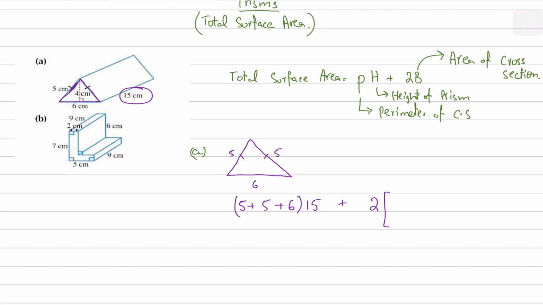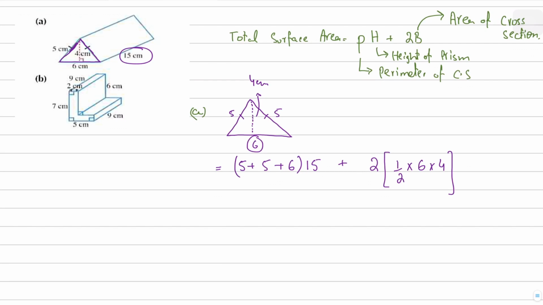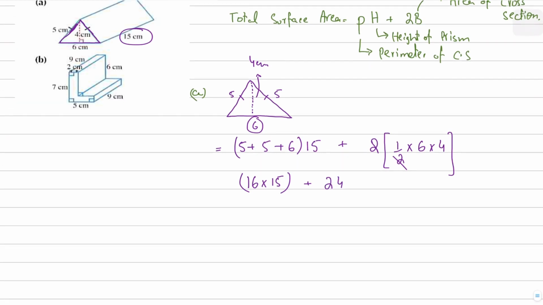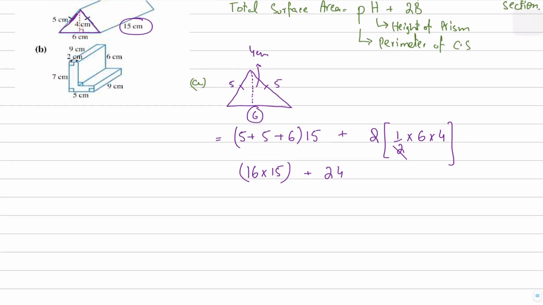The cross section is an isosceles triangle with base 6 and height 4 centimeters. How do you calculate the area of a triangle? It's half times the base times the height. Now it's just a matter of adding this up. This 2 and this 2 get cancelled out. 5 plus 5 is 10, 10 plus 6 is 16. So 16 times 15, we'll work this out in a second. And then 6 times 4 is 24. So 16 times 15 is going to be equal to 240. Let me double check.